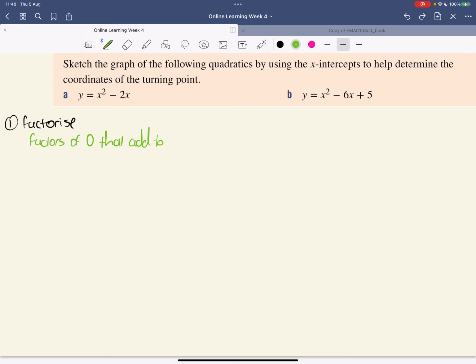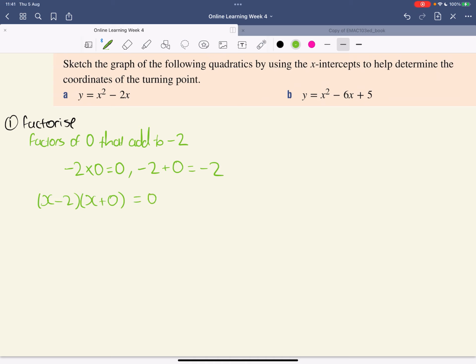So factors of 0 that add to -2. All right, let's think of them. I'm going to try -2 and 0. -2 times 0 does equal 0. Cool, so -2 and 0 are factors of 0. But do they add together to make -2? They do, because -2 plus 0 is -2. So now I know that my factors are -2 and 0.